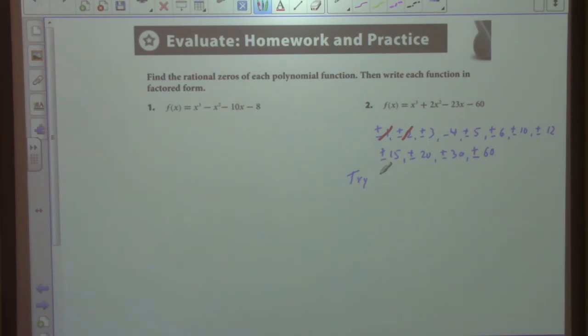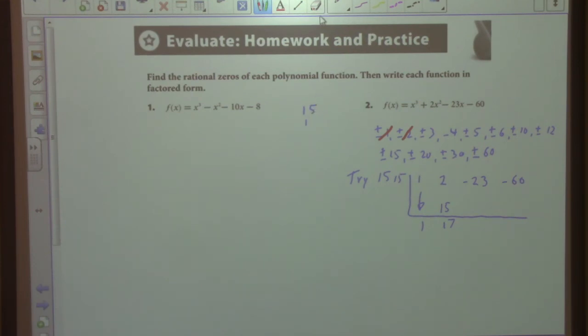15, positive 15. Okay, so we're going to try 15. If we try 15, what numbers go in here? 1, 2, negative 23, and negative 60, right? Then you bring down the 1, and then you multiply, so that'd be 15, and then 17. You multiply 15 times 17. Those numbers get pretty high there, right? Yeah, they get high. That's why I was iffy about it.